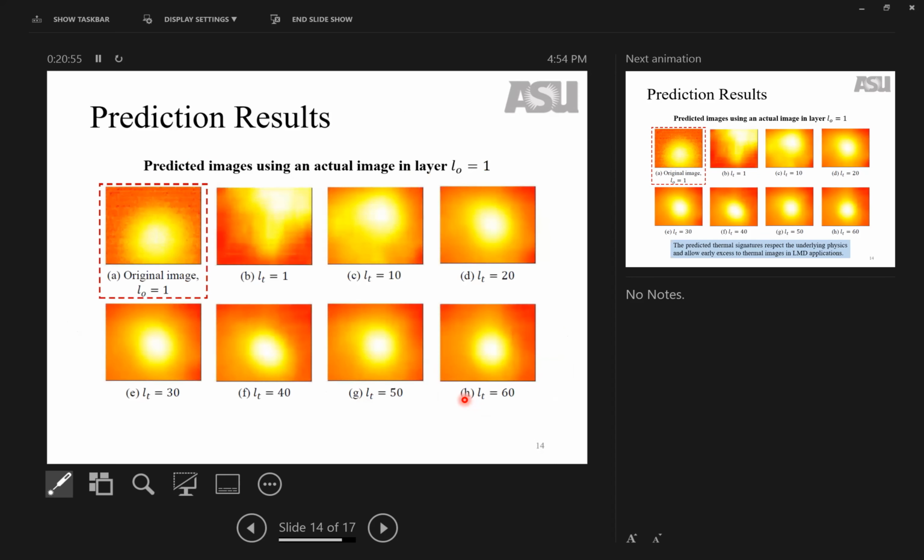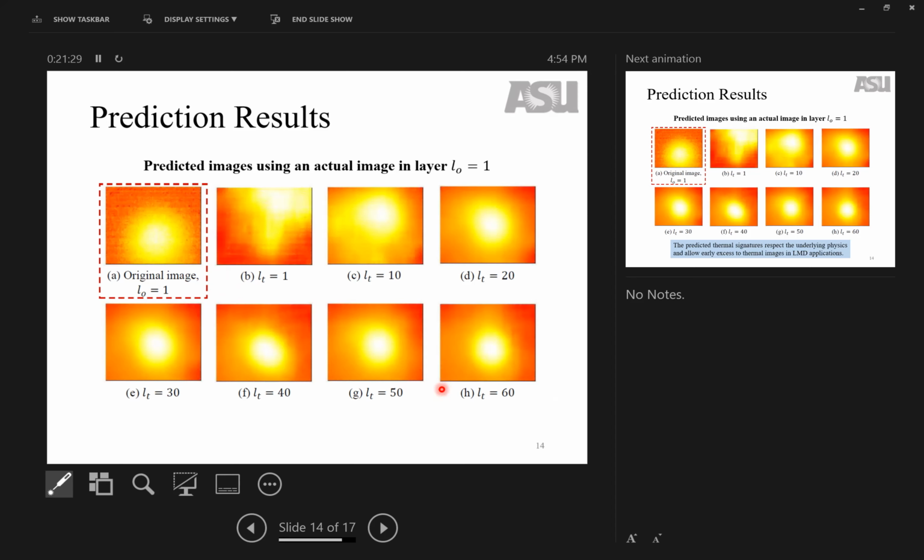Now, I'd like to present some results from the prediction. This is the real data-based results. I input a layer 1 image from a real part and then generate thermal signatures for layer 1, 10, 20, up to layer 60. Only this one is the real image, and all the rest are images generated by LMBCG. And you can hardly tell that they are fake images, right? Just by looking at them, because they are so real.